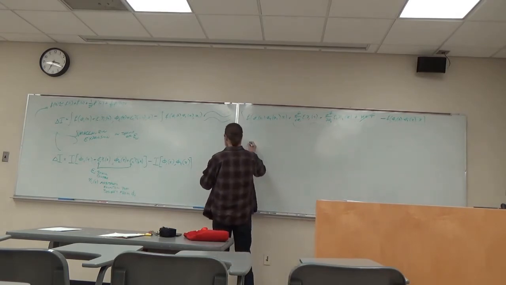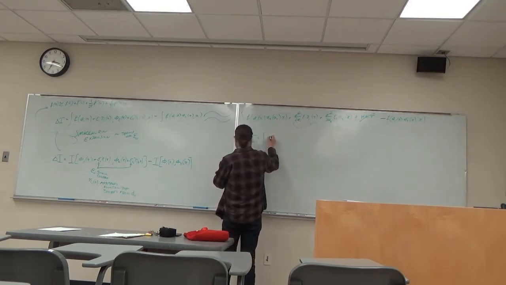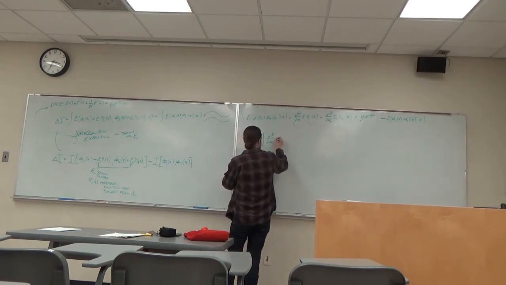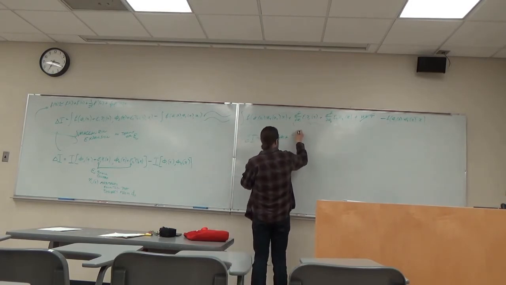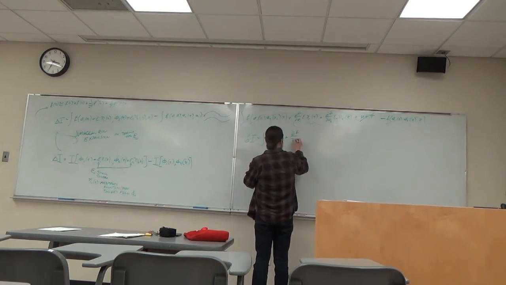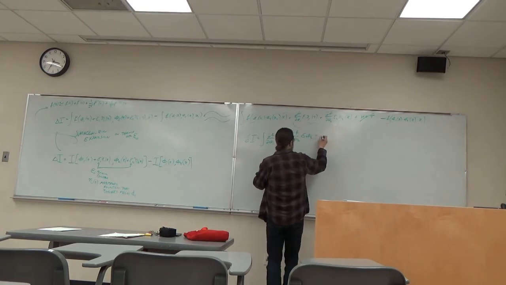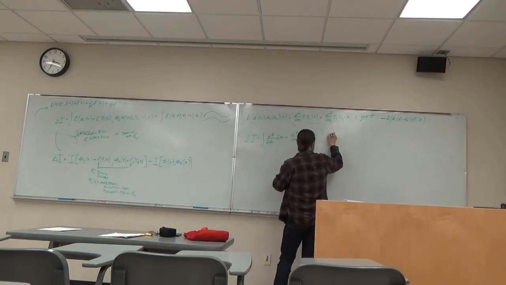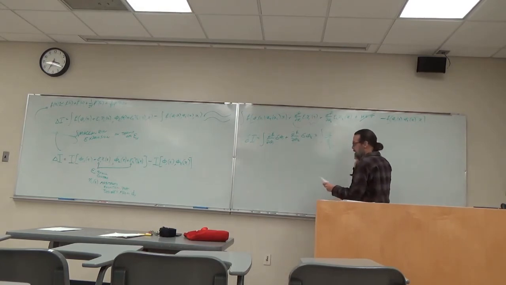If I write this, delta I is equal to the integral of df/dv1 delta v1 plus df/dv2 delta v2, which is equal to the integral of delta f. So we call this the variation of the functional f.